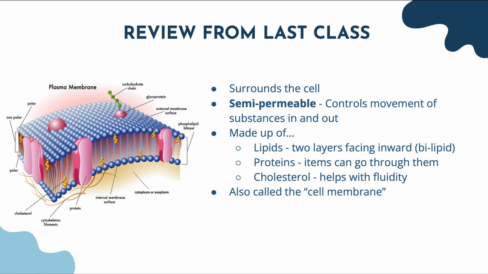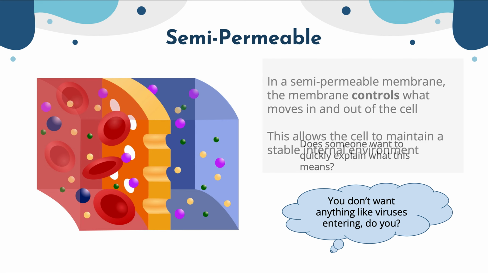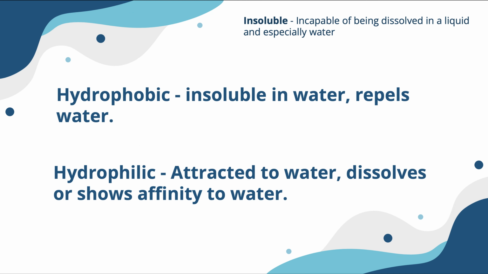From our last video, we will note that the cell membrane surrounds the cell, is semi-permeable, which means it controls movement of substances in and out of the cell, is made of lipids, proteins, and cholesterol, and is also called a plasma membrane. The cell membrane is semi-permeable, which means that it controls what moves in and out of the cell and allows the cell to maintain a stable internal environment.